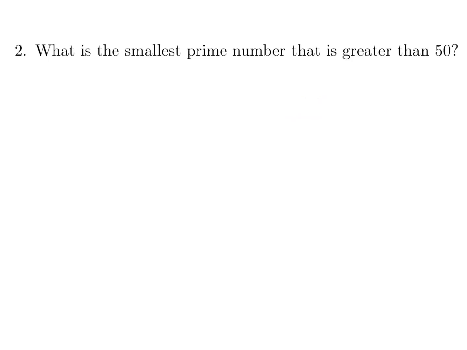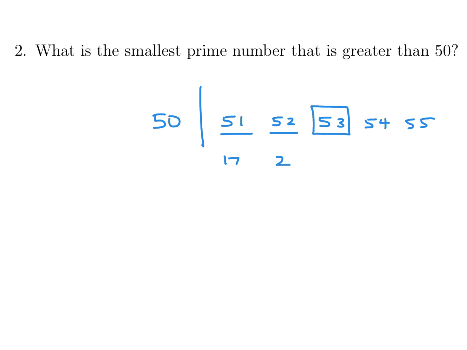What is the smallest prime number that is greater than 50? Well, greater than 50, so the numbers are going to be 51, 52, 53, 54, and so on, right? So let's see. Is 51 a prime number? I don't think so. It's divisible by 17. 52 is divisible by 2. 53, I think, is the one that would answer this question. The smallest prime number greater than 50.